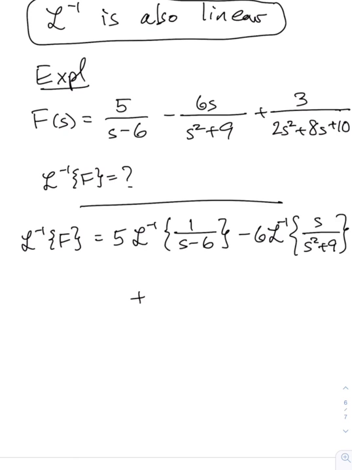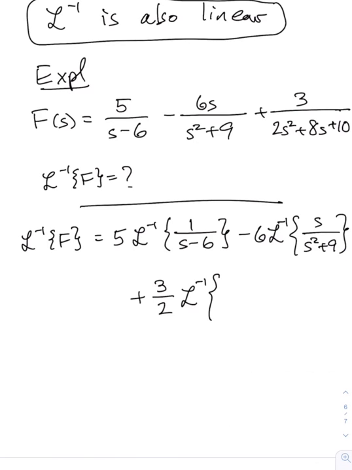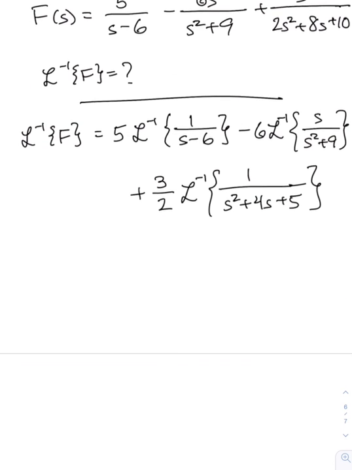plus, and I can factor out a 3, but I can also factor out a 2 out of that denominator, so 3 halves L inverse of 1 over s squared plus 4s plus 5. Okay. And now we can do those individual inverse Laplace transforms.